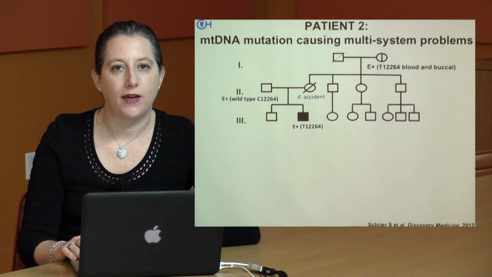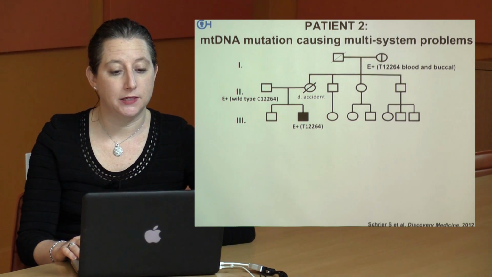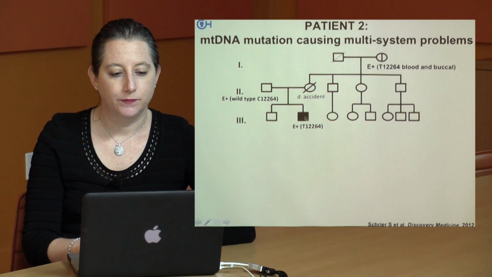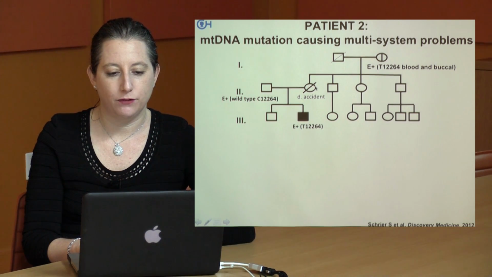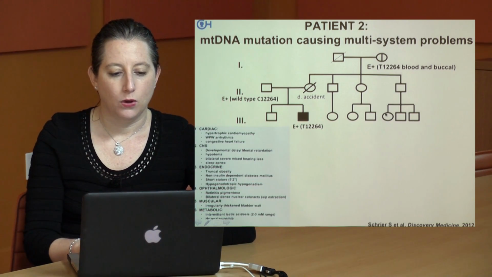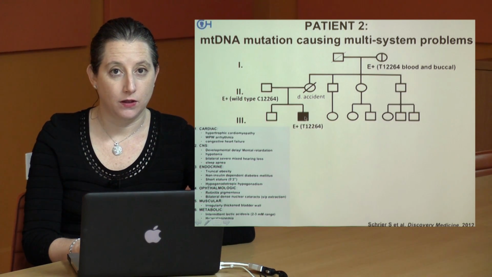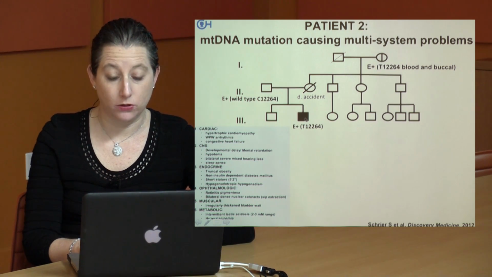Here's another example of how a mitochondrial DNA mutation can cause multisystemic problems in multiple organs. This is a young male in the 3rd generation of this family who appears to be the only person who's symptomatic. His mother was deceased from an accident, and everybody else appears healthy. I was asked to see this man in his late teens for having cataracts, which is not a typical feature historically of mitochondrial disease, although it can happen.